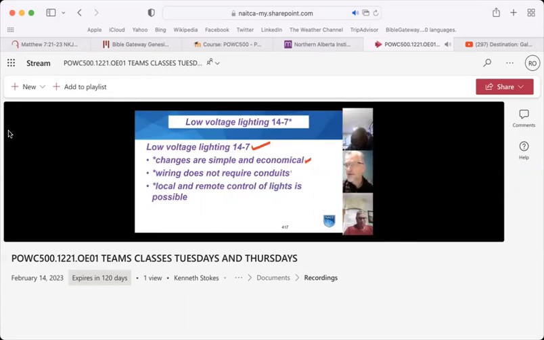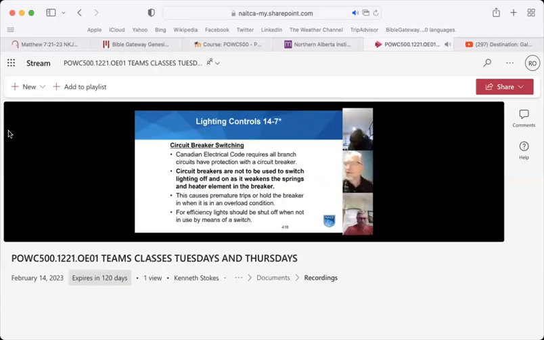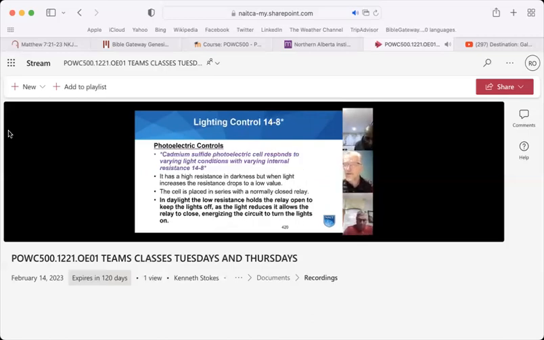So low voltage lighting, changes are simple, economical. Wiring is not in conduits because it's just low voltage, long runs of wiring. Because of relays, we can have all kinds of control and different possibilities. This is a diagram of how that works, the low voltage stuff. Circuit breaker switching, a little bit about circuit breakers.